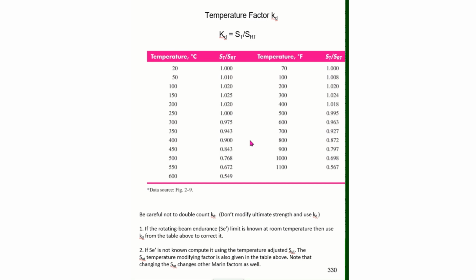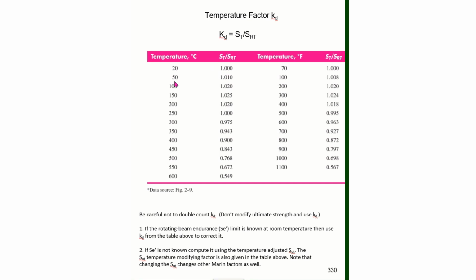The next modification factor is the temperature factor, Kd. And this is a simple lookup value. What we do is we simply look up the temperature that our system will be operating at, and we pull off the Kd value. Kd is equal to St over Srt. So this is the column of Kd values. And you can see here that at room temperature we have a Kd of 1. And that's where Moore did his testing.